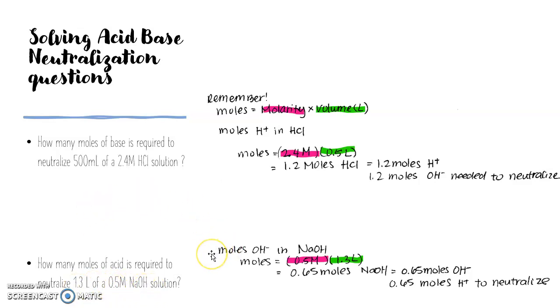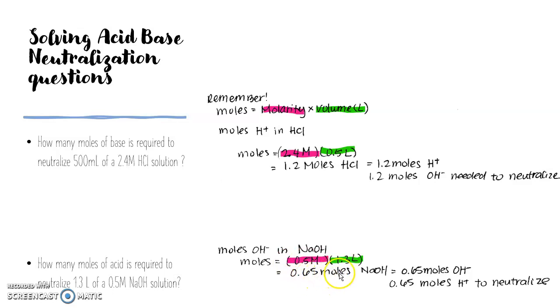Again, first we need to figure out how many moles of hydroxide are in NaOH. And that will tell us how many moles of acid we need to neutralize it. So take your moles. You're going to multiply your molarity times the volume. In this case, you don't have to change anything. Molarity is given to you, and the volume in liters is given to you. So if you multiply the two, you get 0.65.